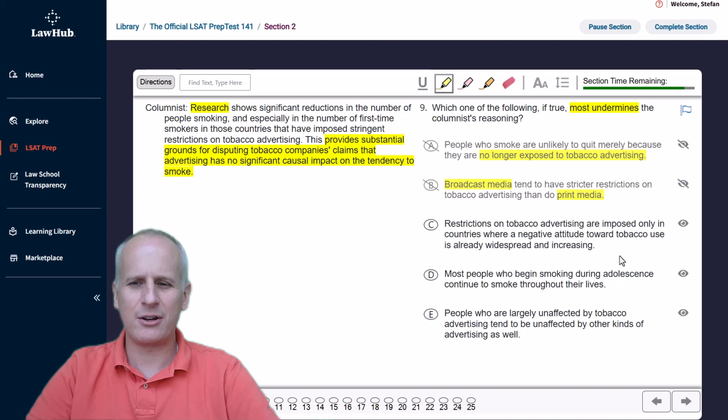Restrictions on tobacco advertising are imposed only in countries where a negative attitude toward tobacco use is already widespread and increasing. Great, kind of convoluted LSAT phrasing. But what it's saying is that it's not the stringent restrictions that decrease tobacco usage. It's that the tobacco usage is already going down, at least from a perspective, kind of a belief that overall the country has a negative attitude that's already been established.